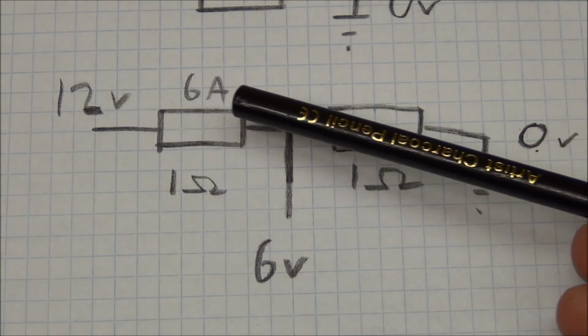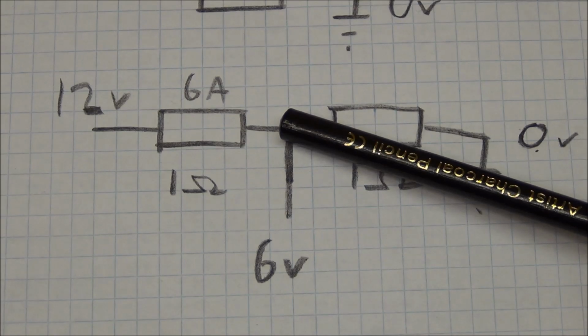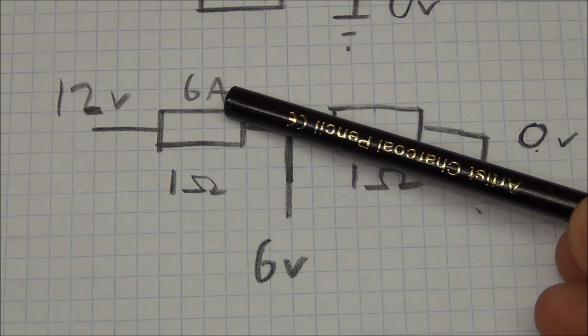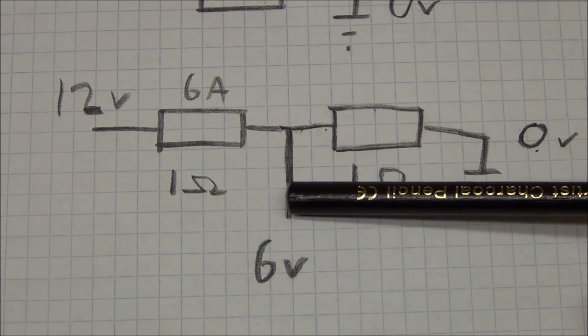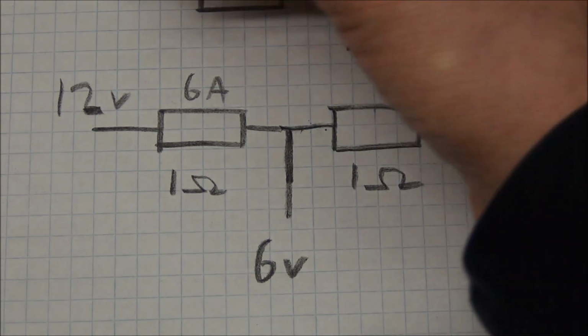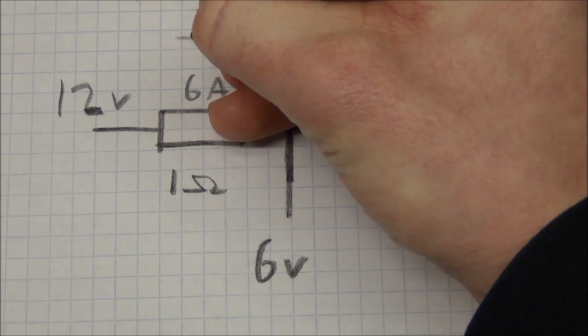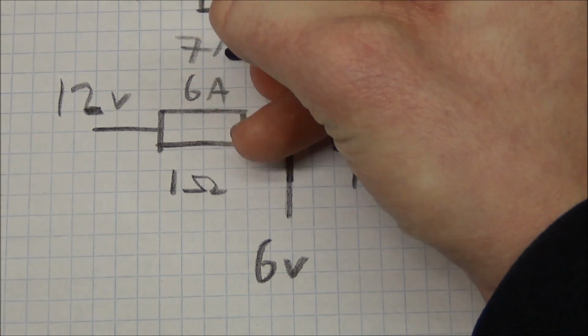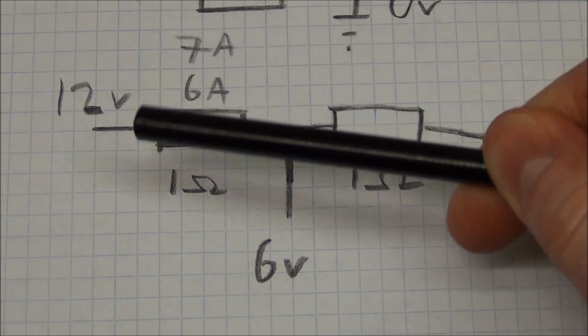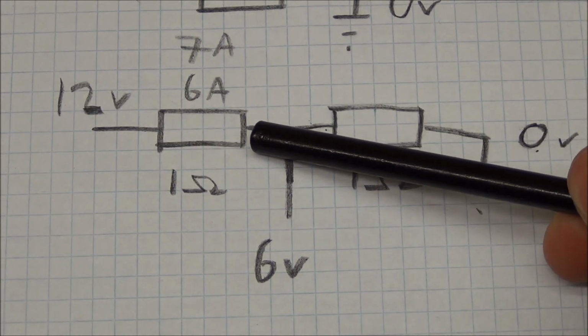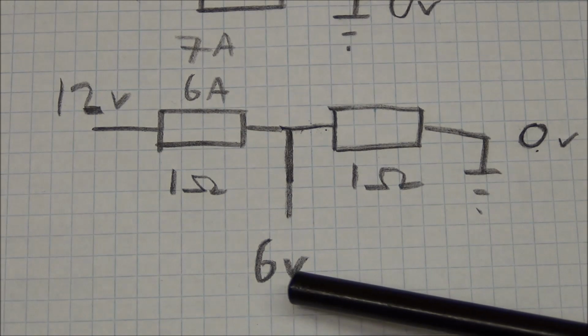As I said, we're dropping 6 volts across this resistor, and we have 6 amps flowing through it. Say we wanted to draw 1 amp out of this node, then we would need 7 amps to flow through this resistor instead. That will of course mean that we will drop 7 volts across the resistor, and we will only be left with 5.